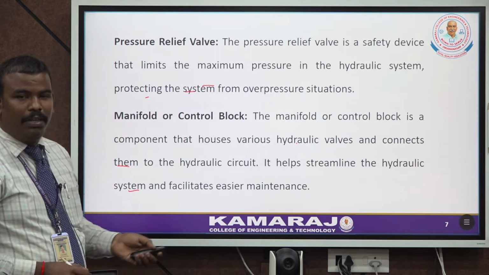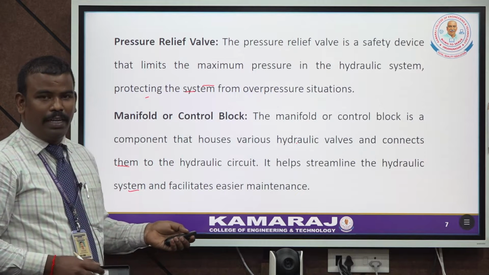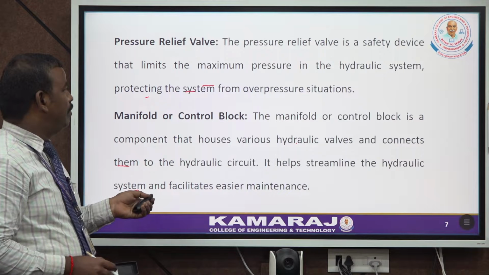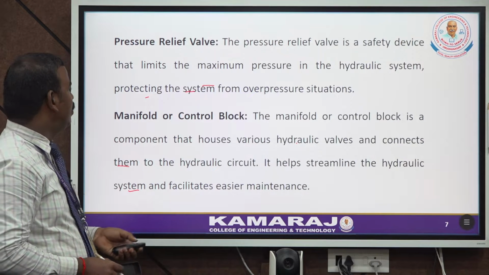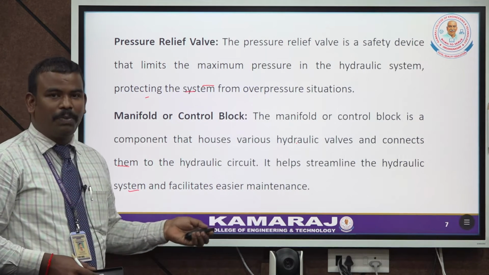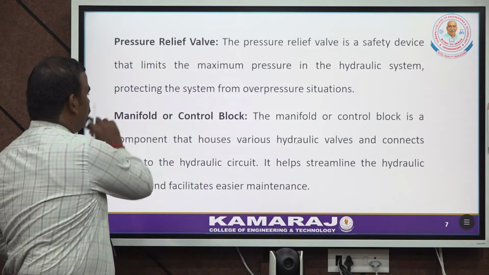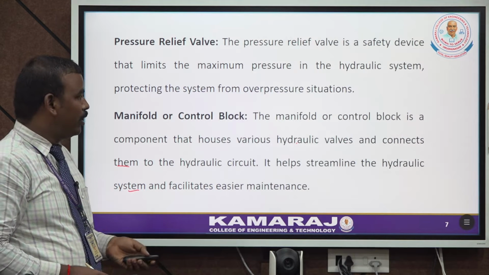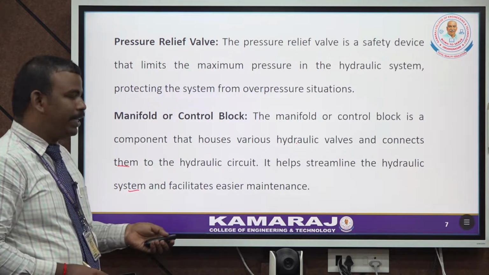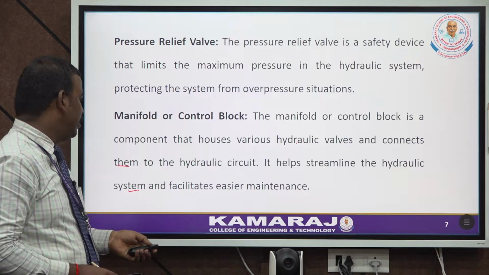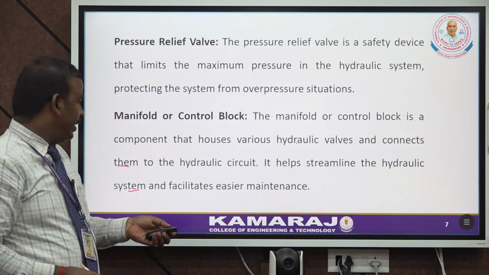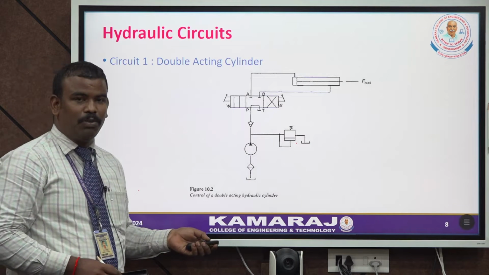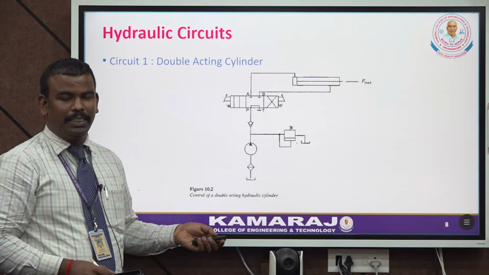The pressure relief valve is the major and essential component in the hydraulic power pack system because it is a safety device that limits the maximum pressure in the hydraulic system, protecting the system from over pressure situations. Then the next component is the manifold or control block. The manifold or control block is the component that houses various hydraulic valves and is used for connecting the components to the hydraulic circuits. Then we discuss the hydraulic circuit for application purposes.